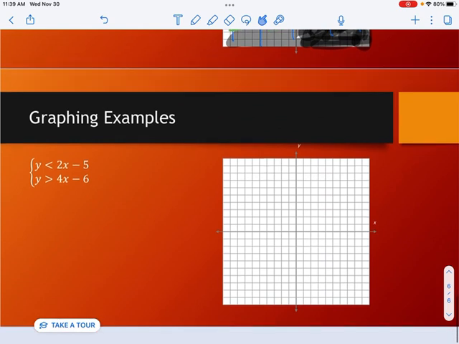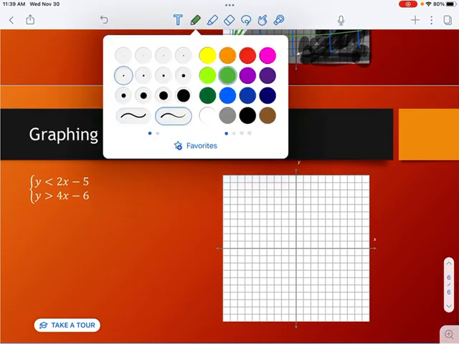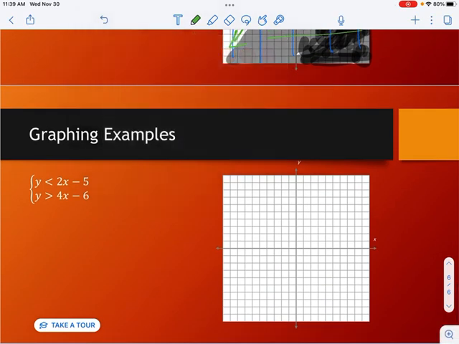Okay, let's try this third one. On this third one, we'll start off with the top one. My slope is 2, my y-intercept is -5, and it's a dotted line. So I come down 1, 2, 3, 4, 5. I go up 2, right 1, up 2, right 1. It's a dotted line. And it says y is less than that, so I'm going to shade all of the bottom.